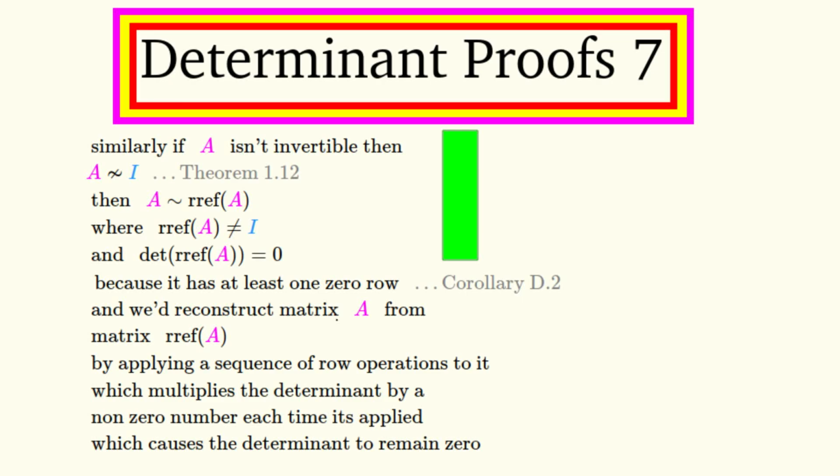It could become non-zero if a number were added to the determinant or a cosine function were applied to it, but in this case it's only being multiplied by non-zero numbers. So the determinant of A is 0 in this case. Now we've proven that statement A is equivalent to C, and so A is automatically equivalent to B because of transitivity. So that's it, we've proven this theorem.